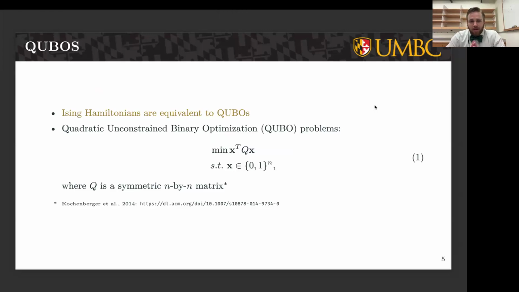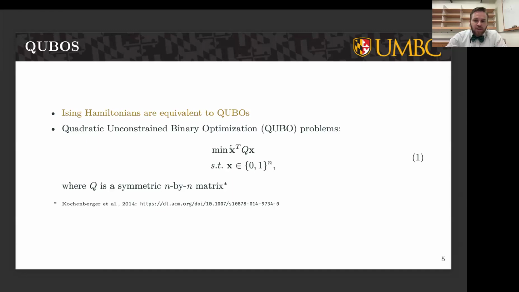Okay, so with that background, now we'll get into QUBOs. QUBOs are quadratic unconstrained binary optimization problems. So I mentioned a moment ago that D-Wave machines use Ising Hamiltonians. Ising Hamiltonians can be equivalently expressed as QUBOs.